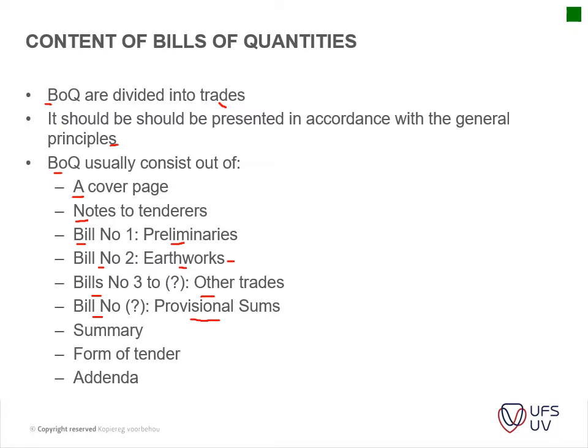And then you've got your summary, all your bills added together. Then you've got your form of tender. Okay, and then you've got any addenda, for instance if there are any changes that were made. So this is more or less how this document basically looks, and the layout of it.